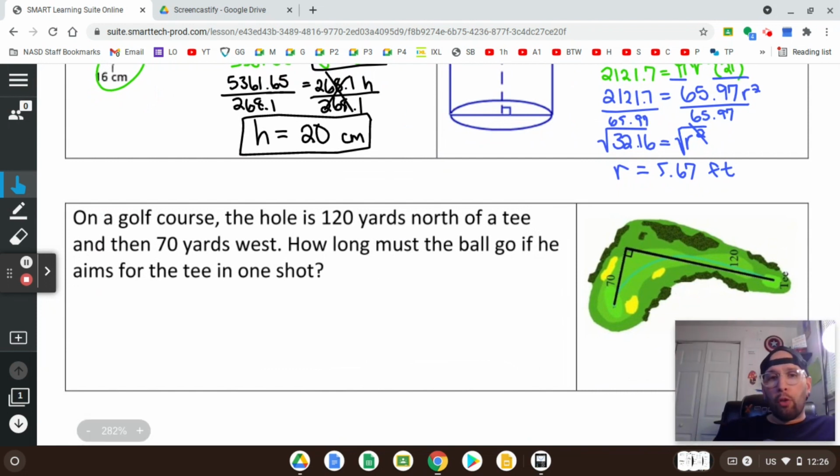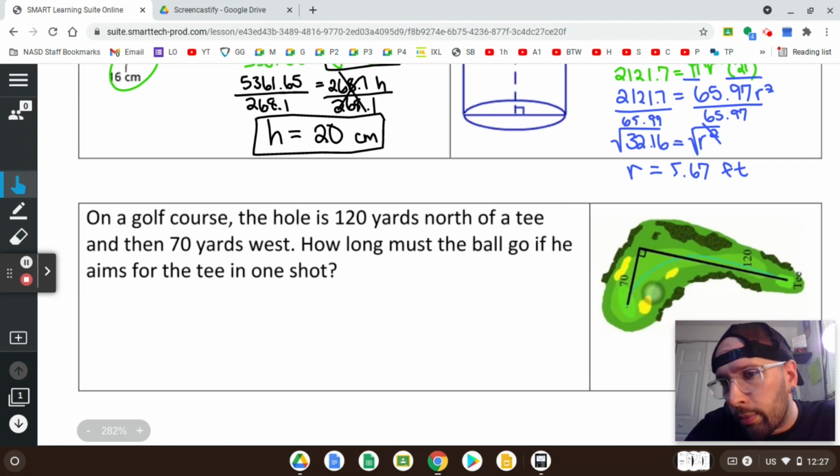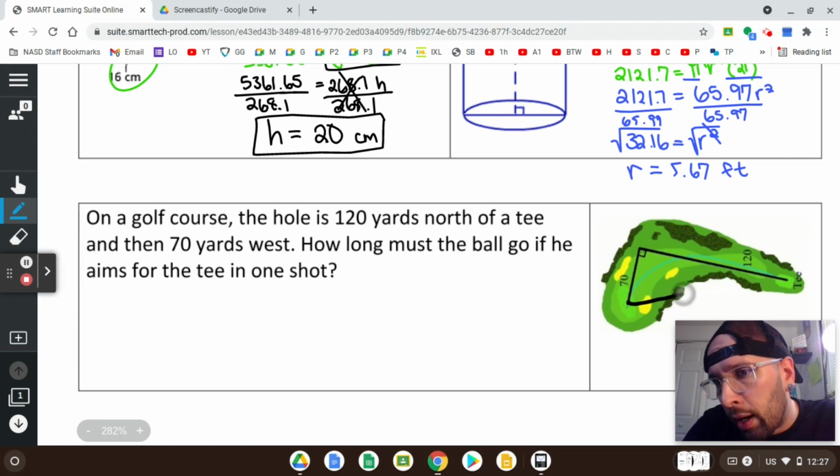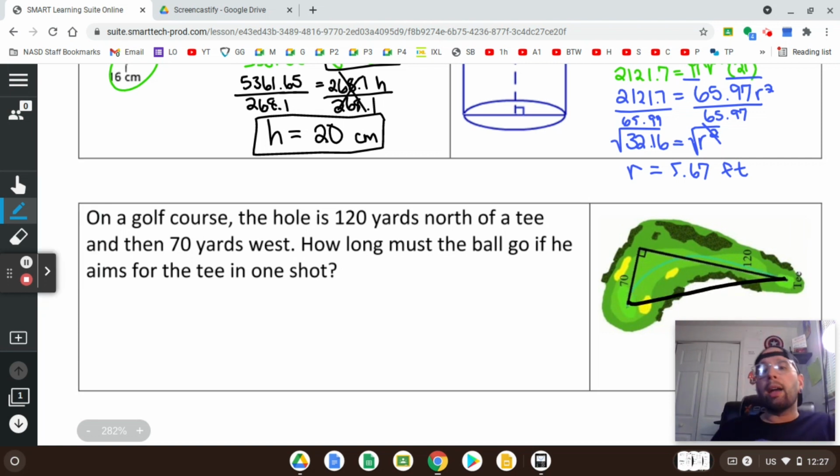On a golf course, the hole is 120 yards north of a tee and 70 yards west. How long must the ball go if he aims for the tee in one shot? He or she. So I have a right triangle, and my job is to find the diagonal distance.